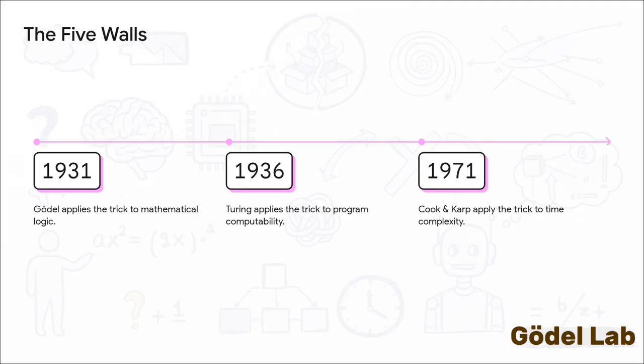It's wild to see how this builds historically. We're talking about giants here, from Gödel in 1931 to Turing, Cook and Karp, Vapnik, and Landauer. This identical four-step proof structure has dictated the boundaries of reality across 5 distinct eras and 5 totally different fields. And it's this exact progression that leads us right to the doorstep of modern AI.